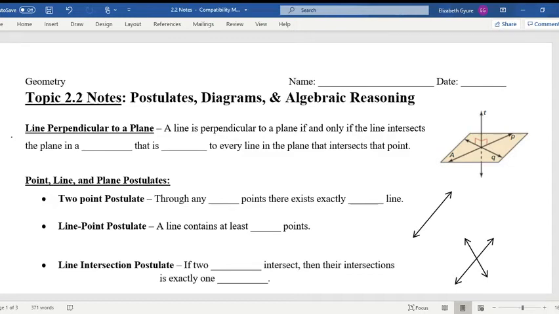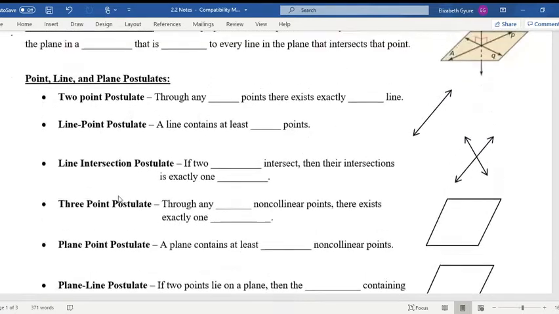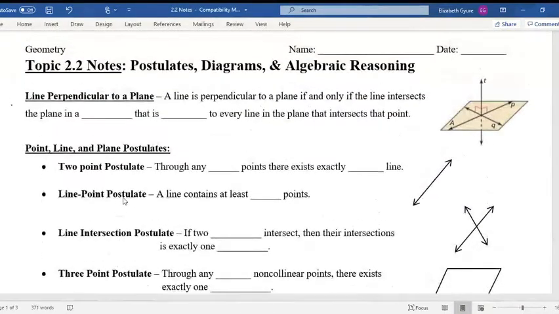Today we're going to be moving on to topic 2.2, which is postulates, diagrams, and algebraic reasoning. So first thing we're going to do is talk about a few postulates. Some of them might seem pretty familiar to you. We're just giving them kind of like formal names.